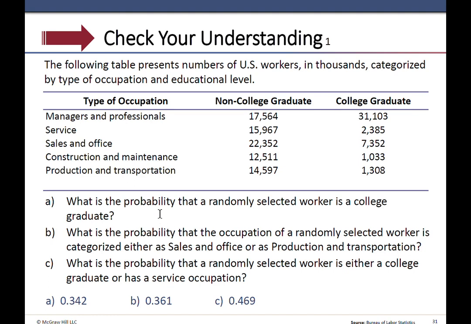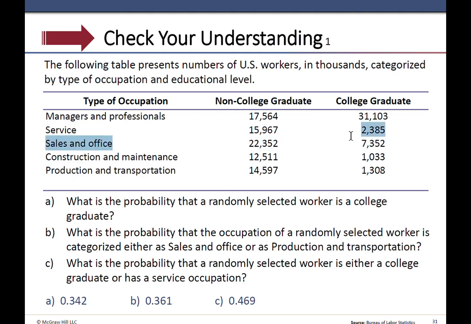What is the probability that the occupation of a randomly selected worker is categorized either as sales and office or as production and transportation? So in this case, you would take the probability of sales and office, which would be these two, added together, or production and transportation, which is these two, added together. And then technically you would need to subtract the overlap, but here's the kicker. In this case, there is no overlap.